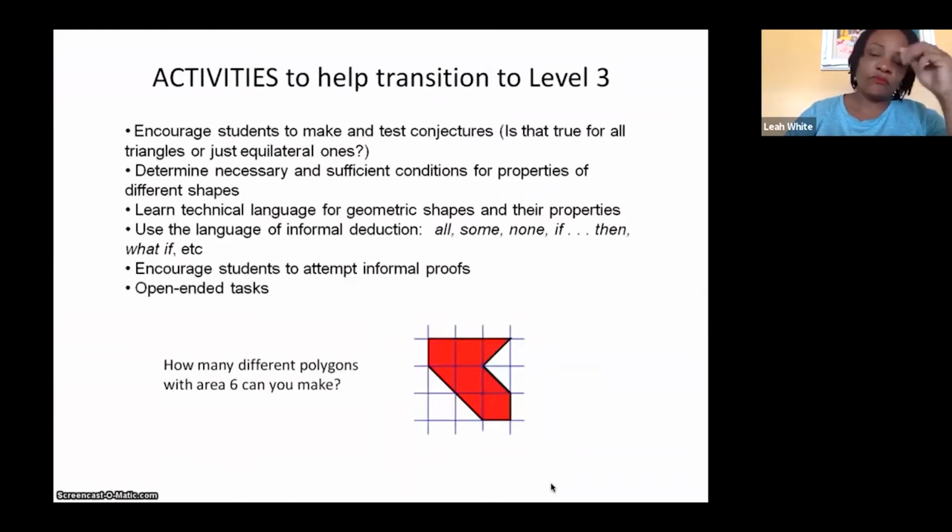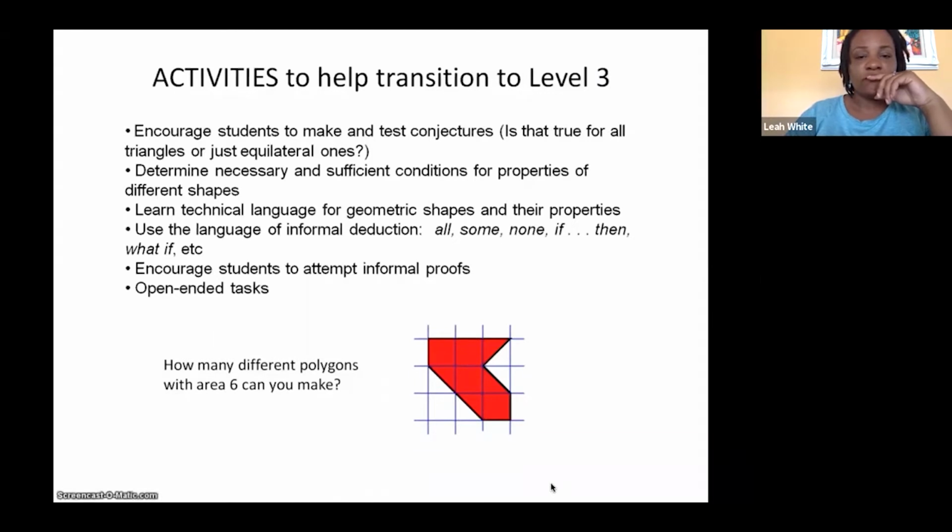Activities to help your students transition from level 2 to level 3. Encourage your students to make and test conjectures or ideas. Is that true for all triangles or just equilateral ones? Help them determine the necessary and sufficient conditions for properties of different shapes. Why does a pentagram always have 5 sides? Does it have to be fat and puffy, or can it be dented in?